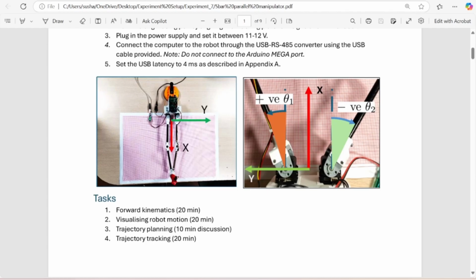The second is visualization of the robot motion, in which we switch off the torques at the joints and manually move the end effector to some position. Then we can draw figures or straight lines and curves, and the robot will play back that exact figure. So it is something like manual teaching. The third task today is trajectory planning. That is, if you want to follow a straight line or a curve, how can the end effector of this mechanism follow it?